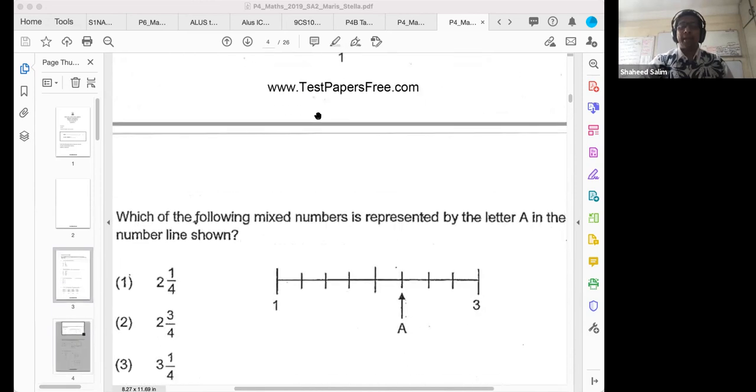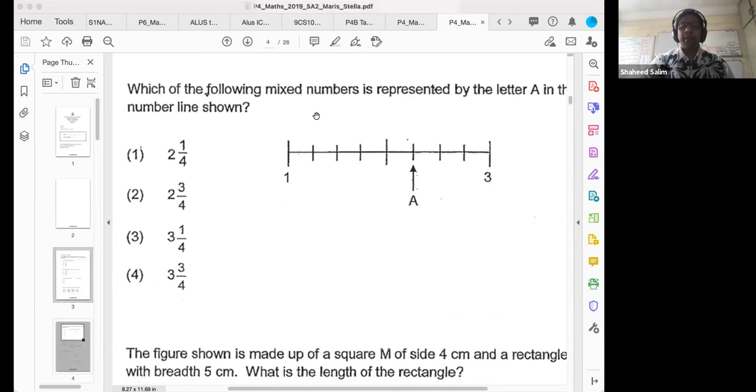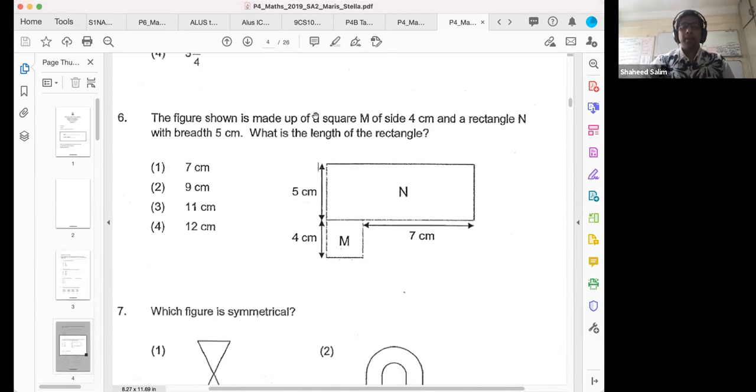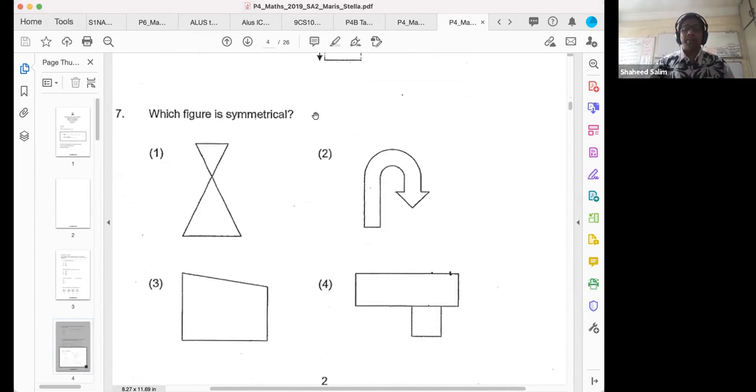Can we try the next one, please? Number 7. Only one of them is symmetrical. Amara, where are you? The rest are giving the answers. What about you, Amara?